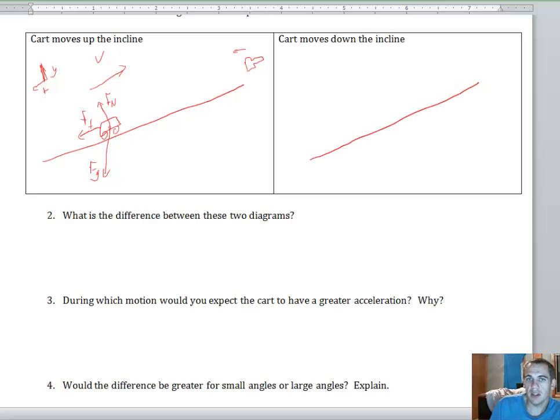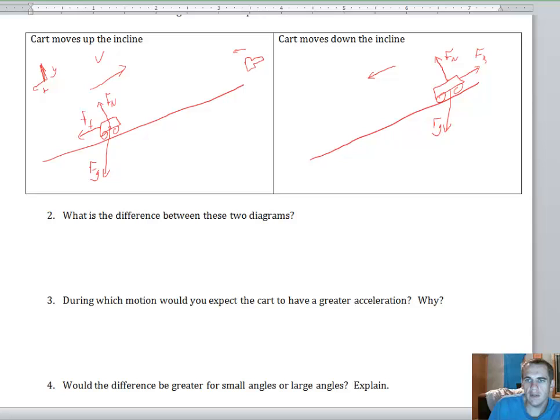Similar over here, still have my incline, but this time the velocity is down the incline. So the cart got to the top, slowed down, stopped, switched direction, and now it's moving back down. Gravity still pulls down, Fg. But now friction is actually going to pull up the incline, and the normal force is still perpendicular to the incline. So those are the forces we have to deal with.